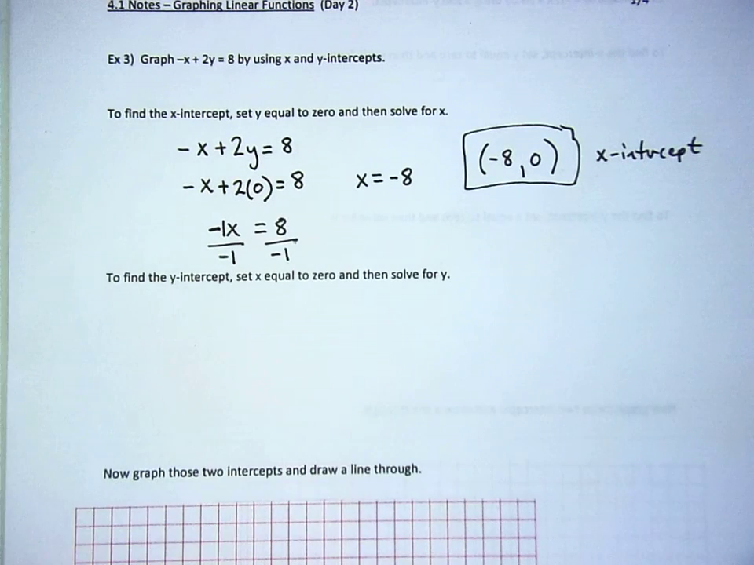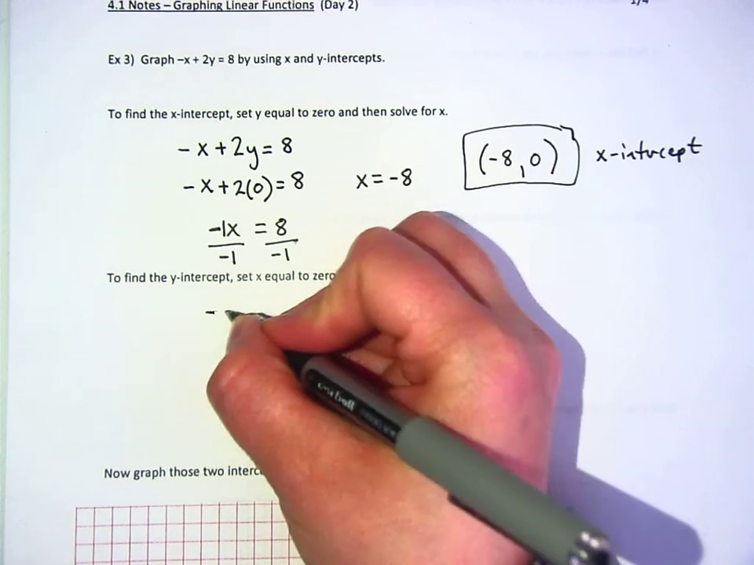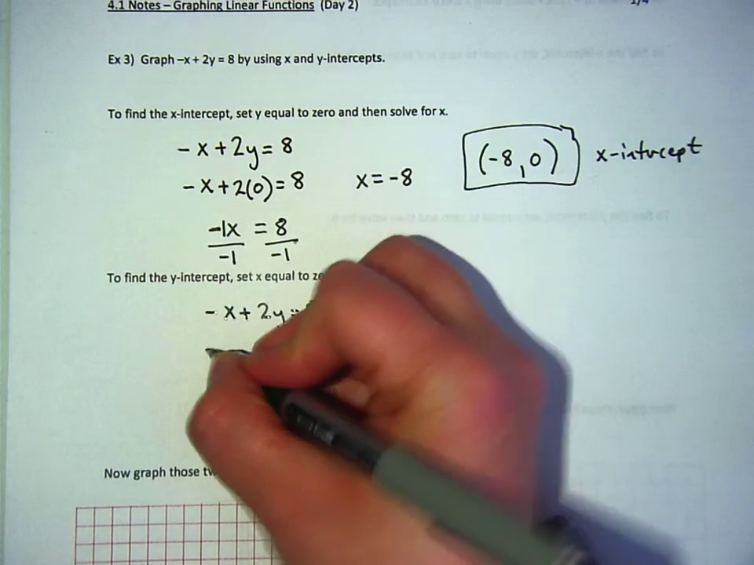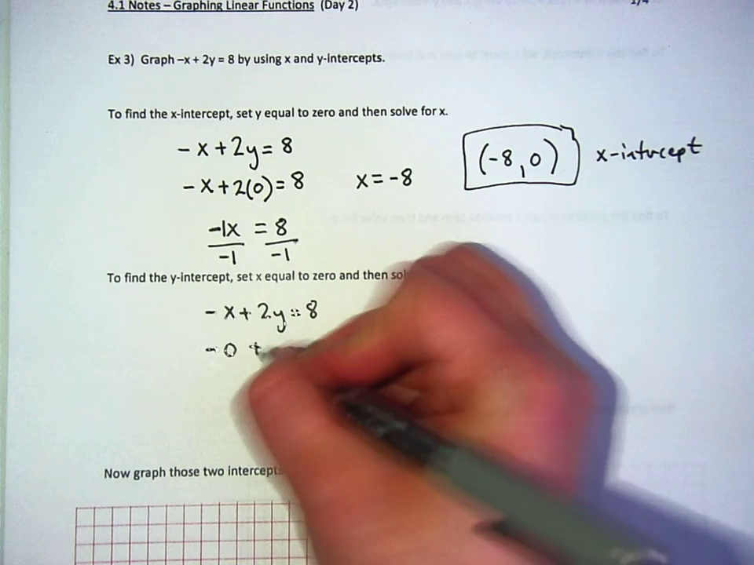All right. The second one says to find the y-intercept, set the x equal to 0 and solve for y. So this time, instead, here's my original equation again. I'm going to plug in 0 for x.